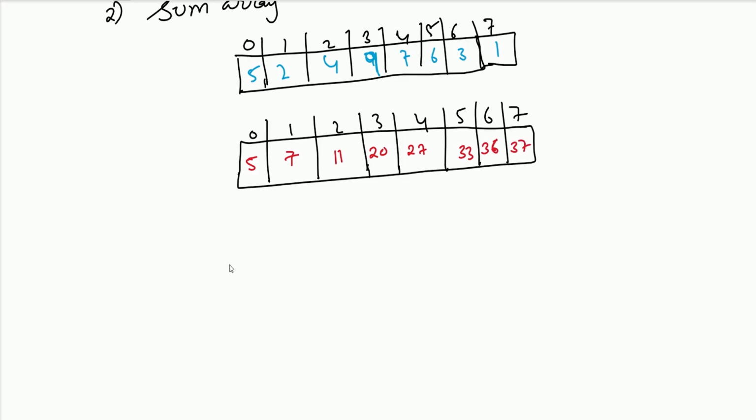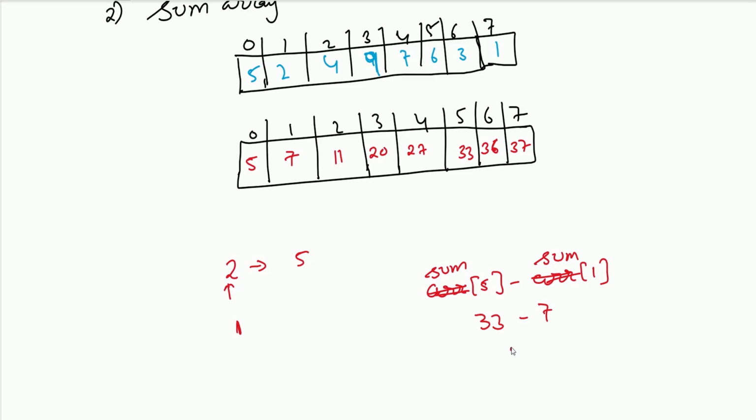Now suppose I want the sum from 2 to 5. What will I do? Subtract 1 from the lower limit, so it becomes 1, and we compute sum array of 5 minus sum array of 1. Sum of 5 is 33 minus sum of 1 which is 7, so 33 minus 7 is 26. So the sum from 2 to 5 is 26. You can also see 4 plus 9 is 13, plus 7 is 20, plus 6 is 26.